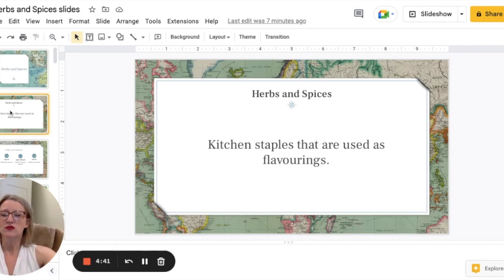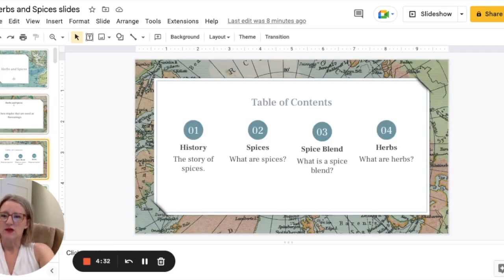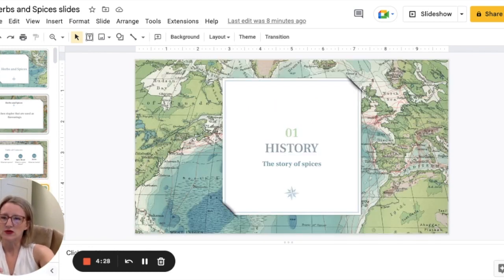Okay, so this is Google Slides on herbs and spices. It's Google Slides, so it's editable. What I start with here is a definition and then a table of contents. Here are the 4 sections: history, spices, spice blends, and herbs.